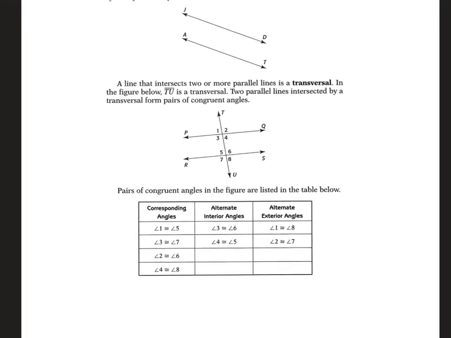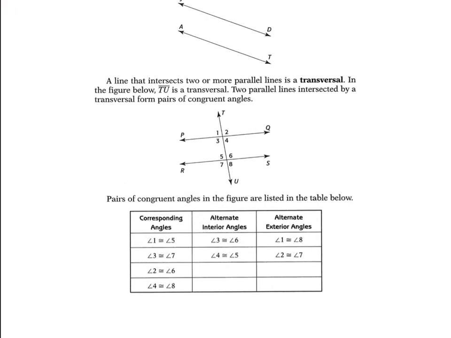So we have corresponding angles: angles 1 and 5, 3 and 7, 2 and 6, and 4 and 8. Your alternate interior angles are 3 and 6, as well as 4 and 5. And then your alternate exterior angles are 1 and 8, and 2 and 7.